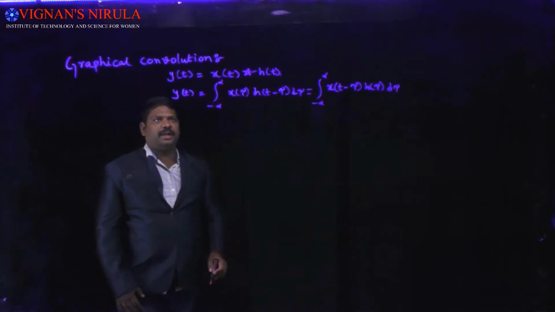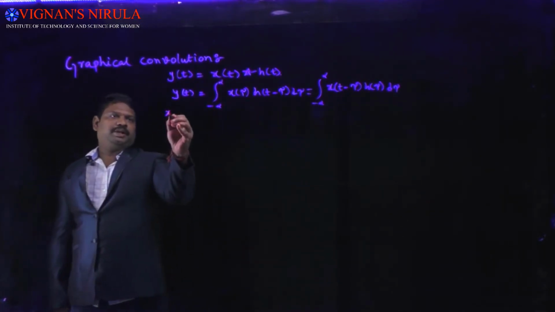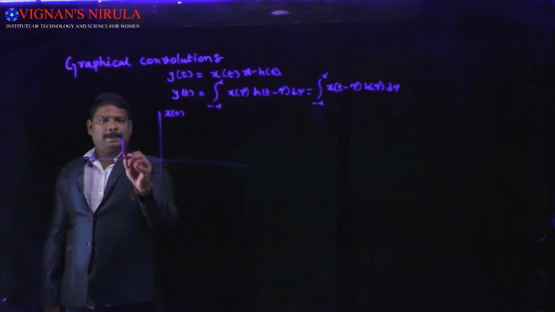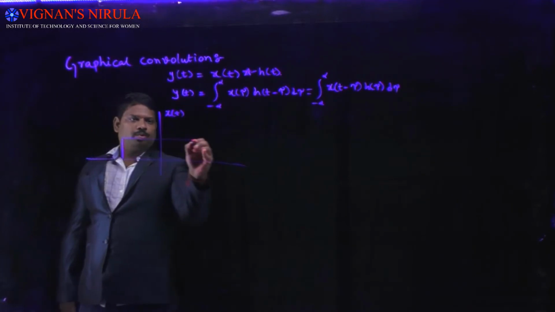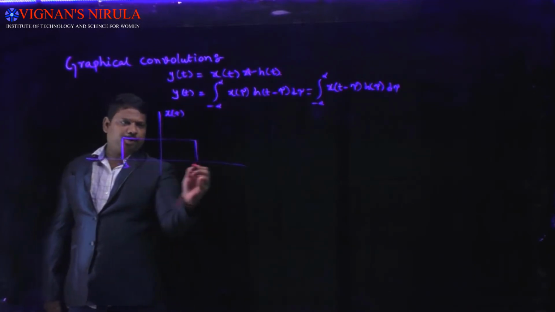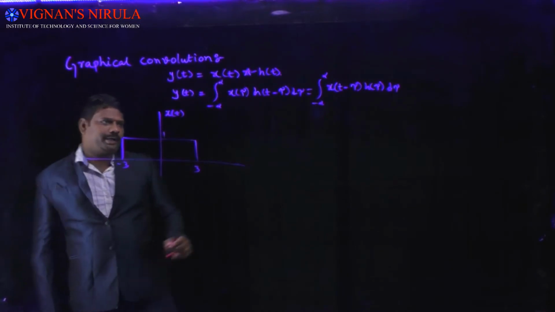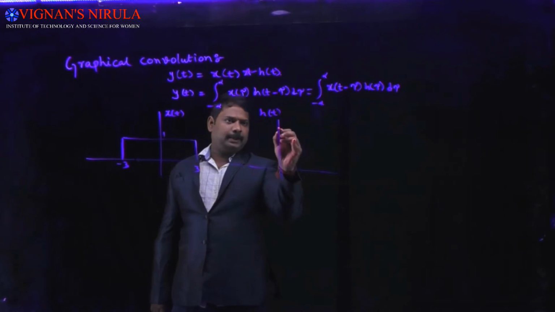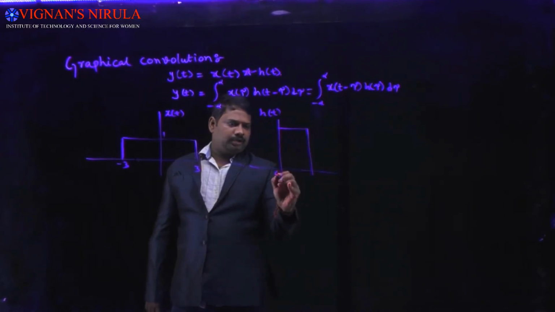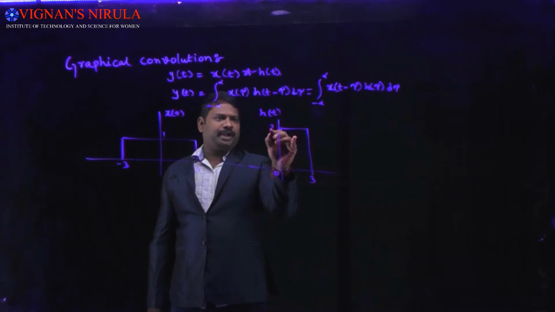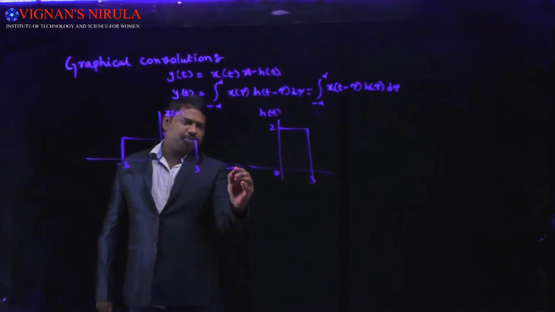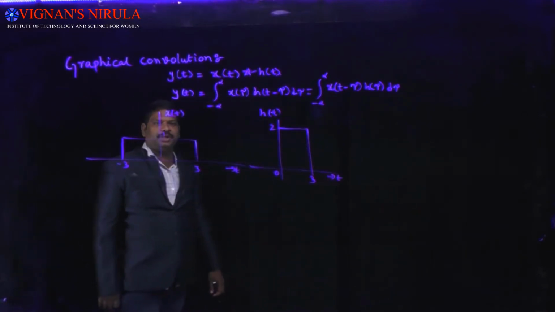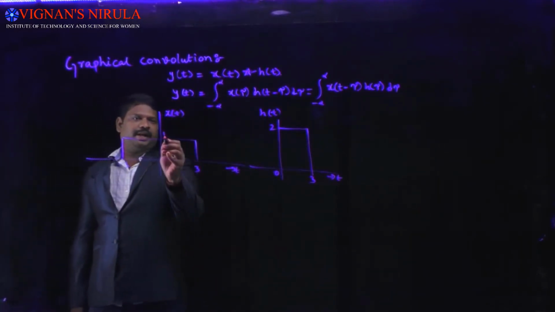Now, if we consider a simple example, x of t is defined from minus 3 to plus 3 with the amplitude as 1, and h of t is defined from 0 to 3 with the amplitude as 2. These are with respect to t. That is, x of t is defined from minus 3 to plus 3 with the amplitude as 1.